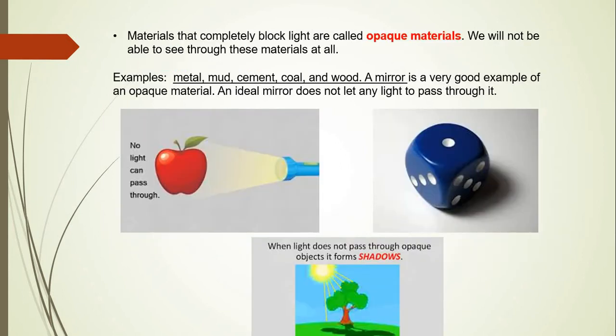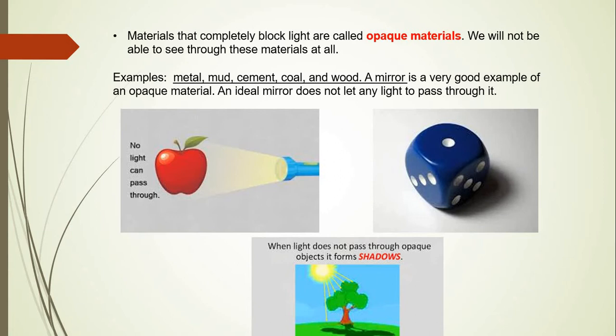Now coming to the opaque material. That is totally different from transparent, just the reverse of transparent. Materials that completely block light are called opaque materials. We will not be able to see through these materials at all. So that type of material blocks the light, and light cannot pass through it.